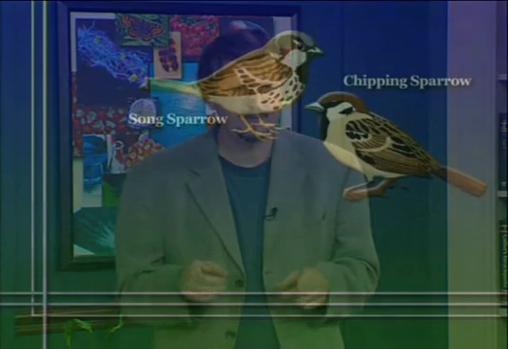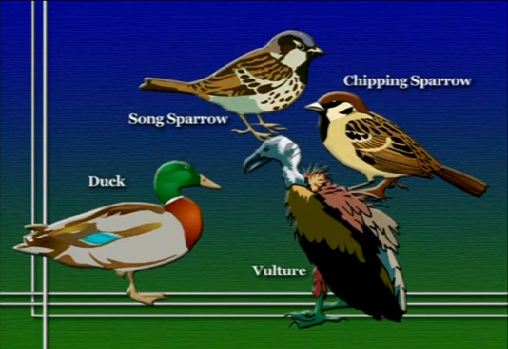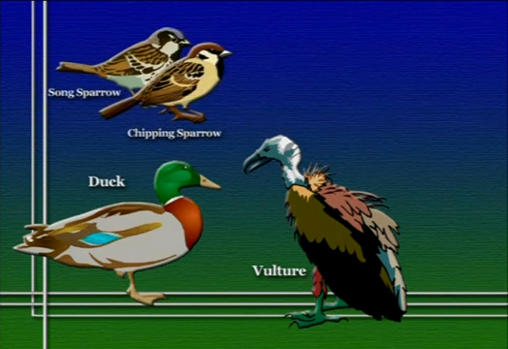Now imagine I give you a slightly different task. Let's say I gave you these two species of sparrow, and I also gave you a duck and a vulture. And I asked you to sort these organisms out relative to each other. I'm sure you would have no trouble in this case pointing out that the song sparrow and the chipping sparrow are more like each other than they are to either the duck or the vulture.